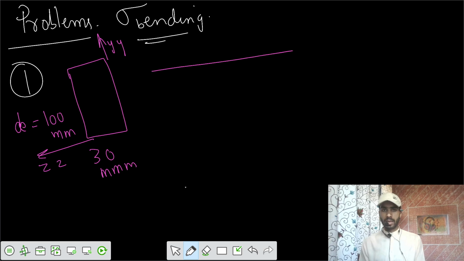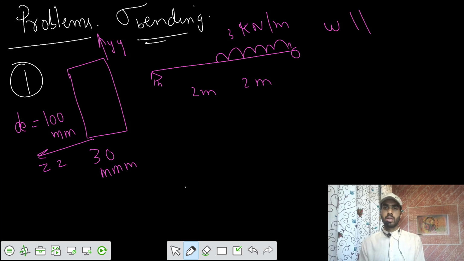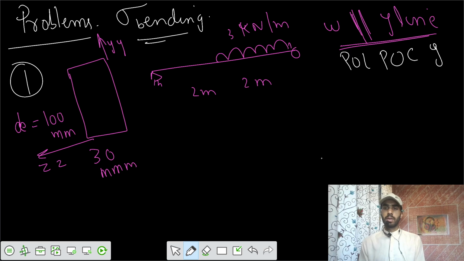Now the beam is such that you have a UDL acting for one half of the span, that is 2 meter, with a loading intensity of 3 kilonewton per meter. And the loading is parallel to Y line. The first case of the problem is that the loading is parallel to Y line. That means the plane of loading or plane of couple is the Y plane, we can say. That's parallel to Y plane.